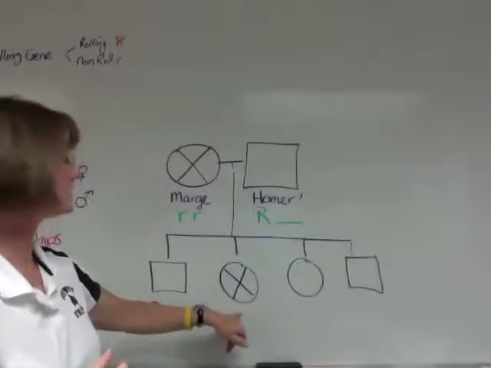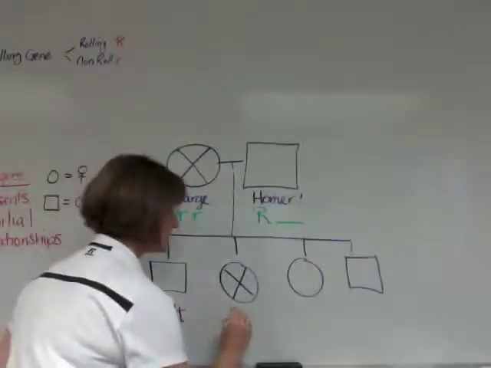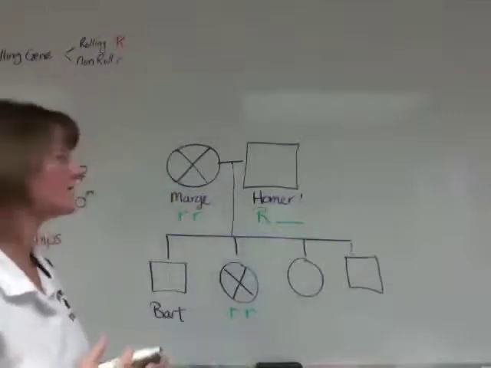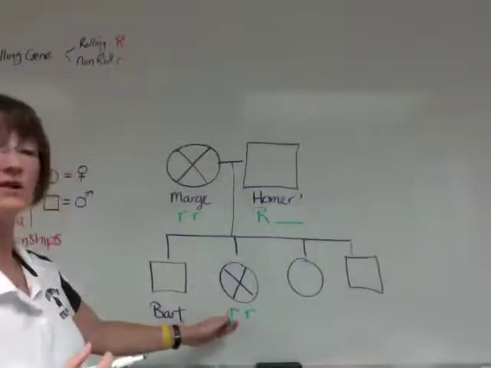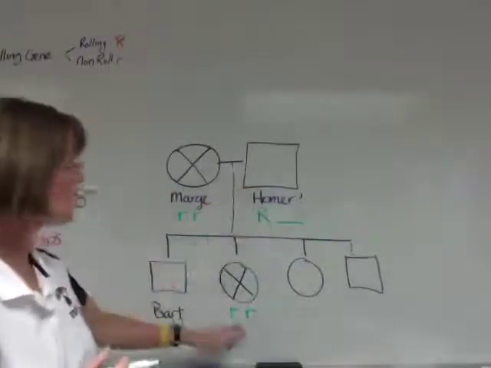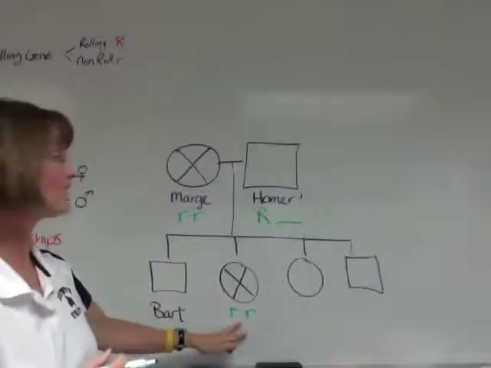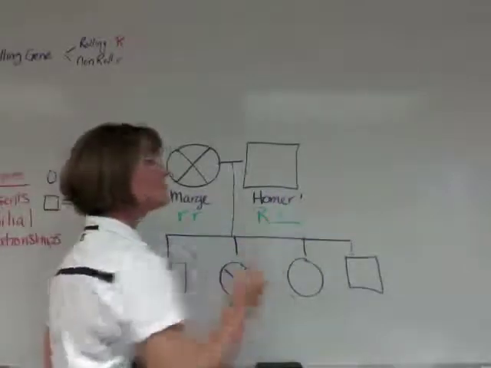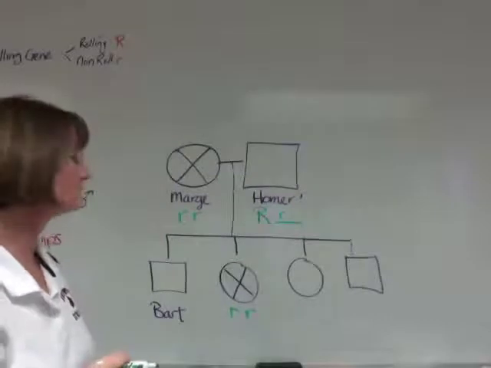She can't roll her tongue. She must be homozygous recessive. Marge gave her an allele for not rolling her tongue, and Homer gave her an allele for not rolling her tongue. So he must be heterozygous.